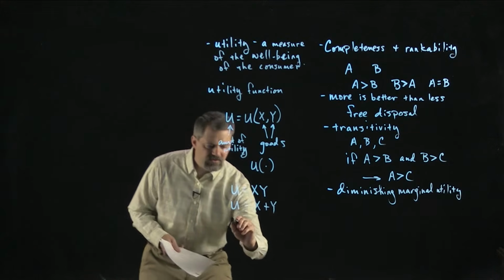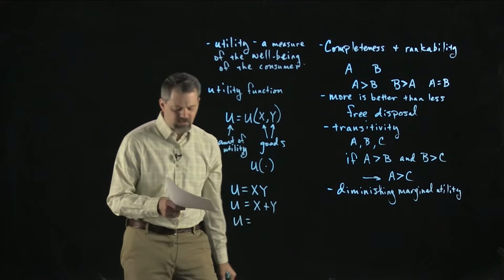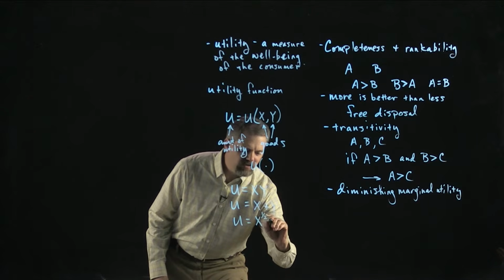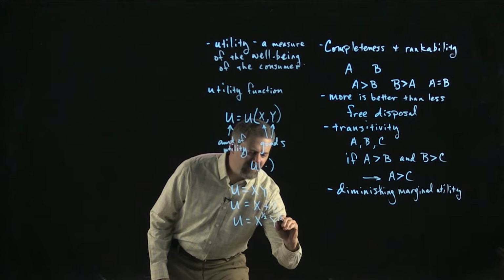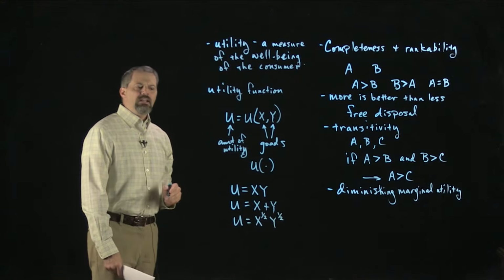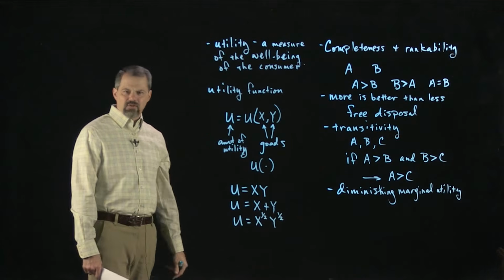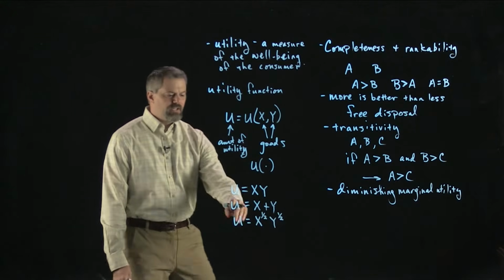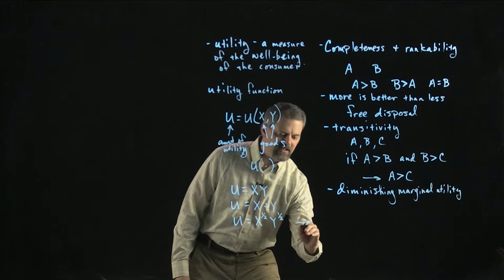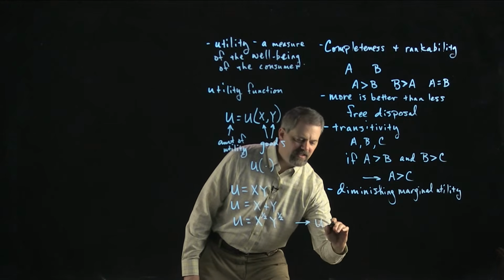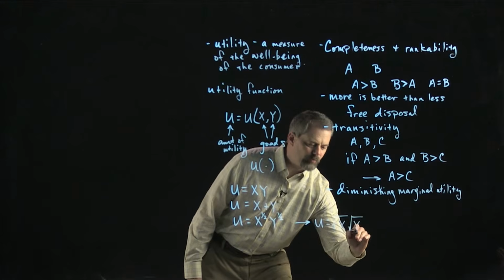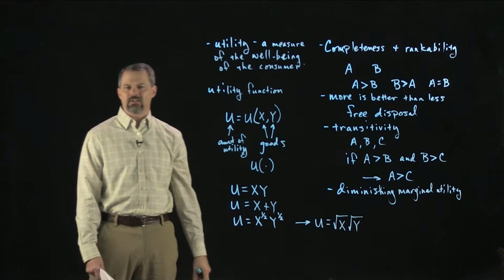This one looks like this. A Cobb-Douglas utility function, we could have x raised to the 1/2 power times y raised to the 1/2 power. Now, anytime you raise something to the 1/2 power, all you're doing is you're taking the square root of it. So this is the same thing as writing this. Utility is equal to the square root of x multiplied by the square root of y. That's what that utility function looks like.